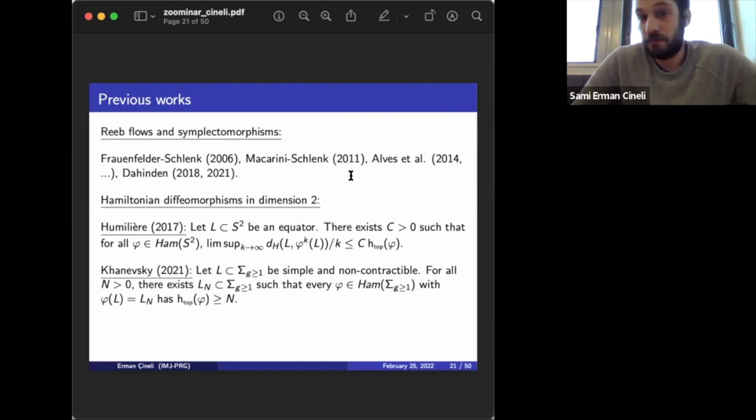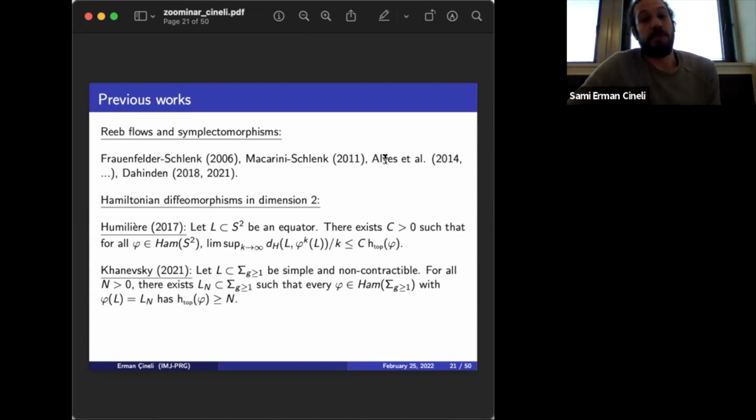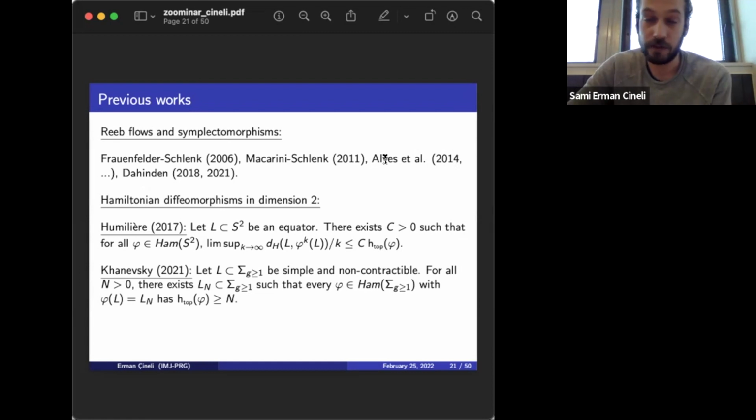Alves himself, with many collaborators, extensively studies entropy of Reeb flows. There are many papers here. One example is that with Meiwes, they show that on higher dimensional spheres there's a contact structure such that every Reeb flow has positive topological entropy. And Dahinden then works in the setting of contactomorphisms.